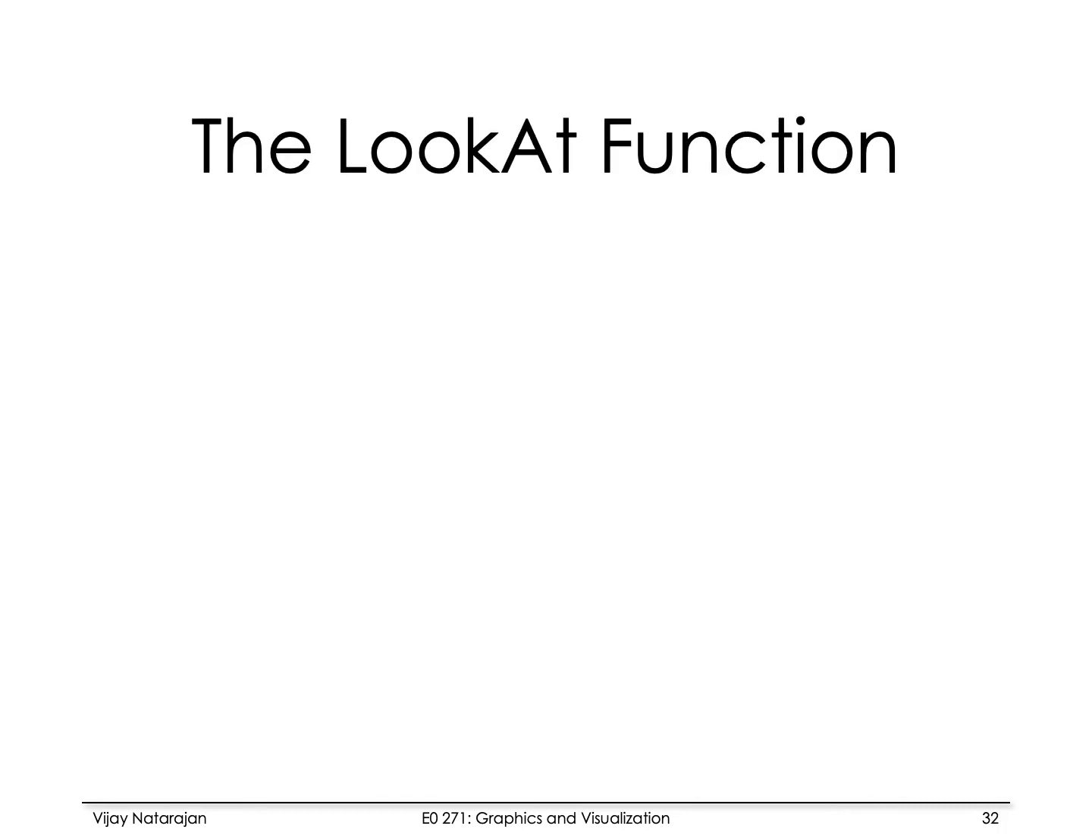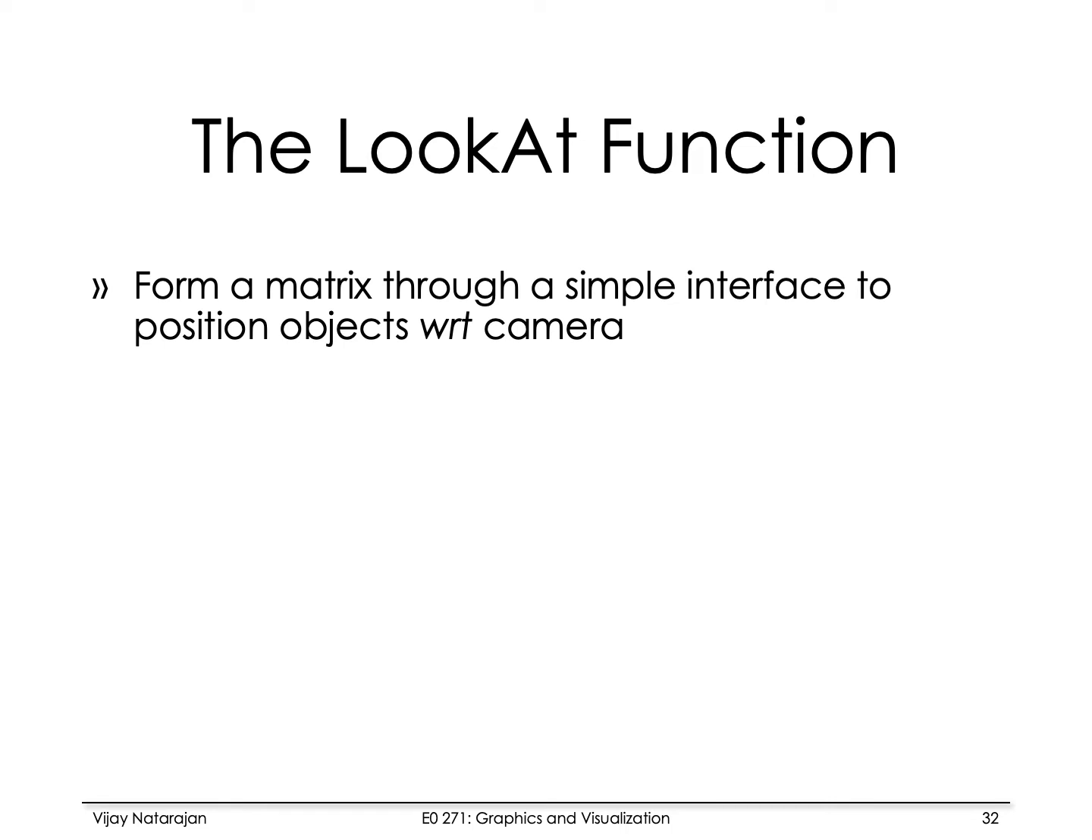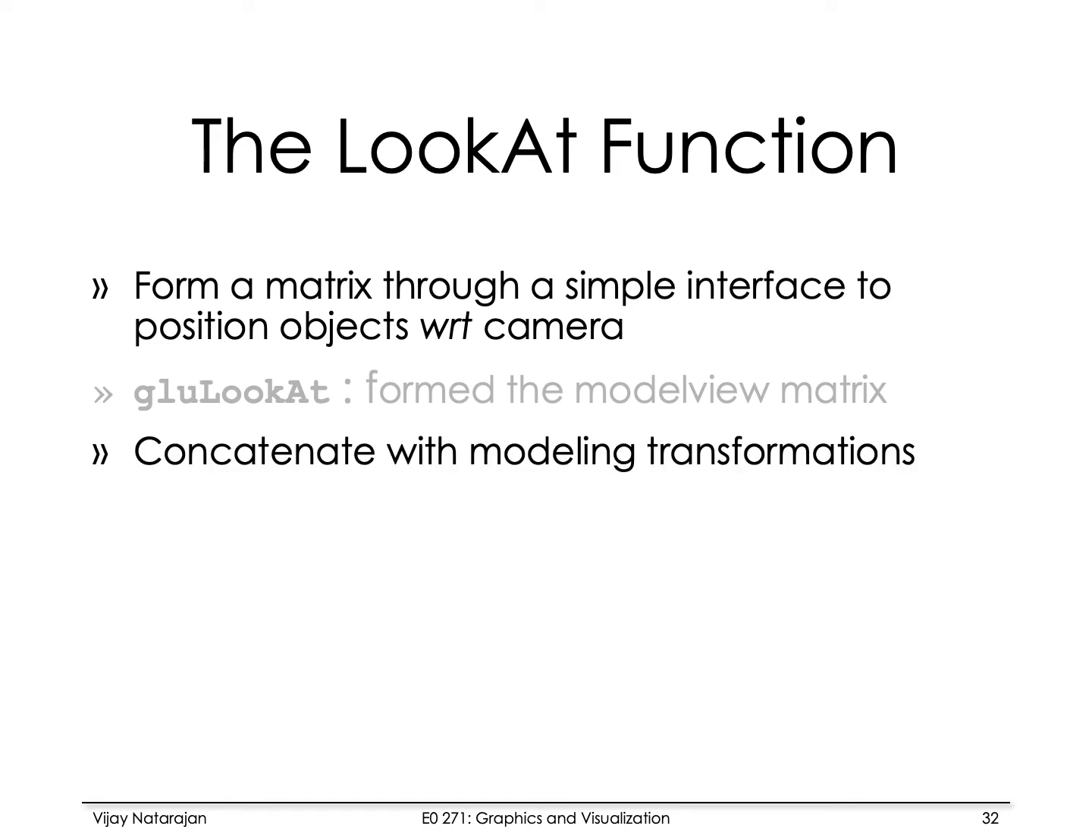So instead, what you may want to do as an application programmer is to define and implement a look-at function. So essentially, this function should form a matrix which is a concatenation of several modeling transformations, right? And this gives you an easy interface to position the camera. So the early OpenGLs actually did have something like this within a library called GLU. Of course, these are deprecated now, no longer available to you. So you may have to implement a function like this yourself, a look-at function.